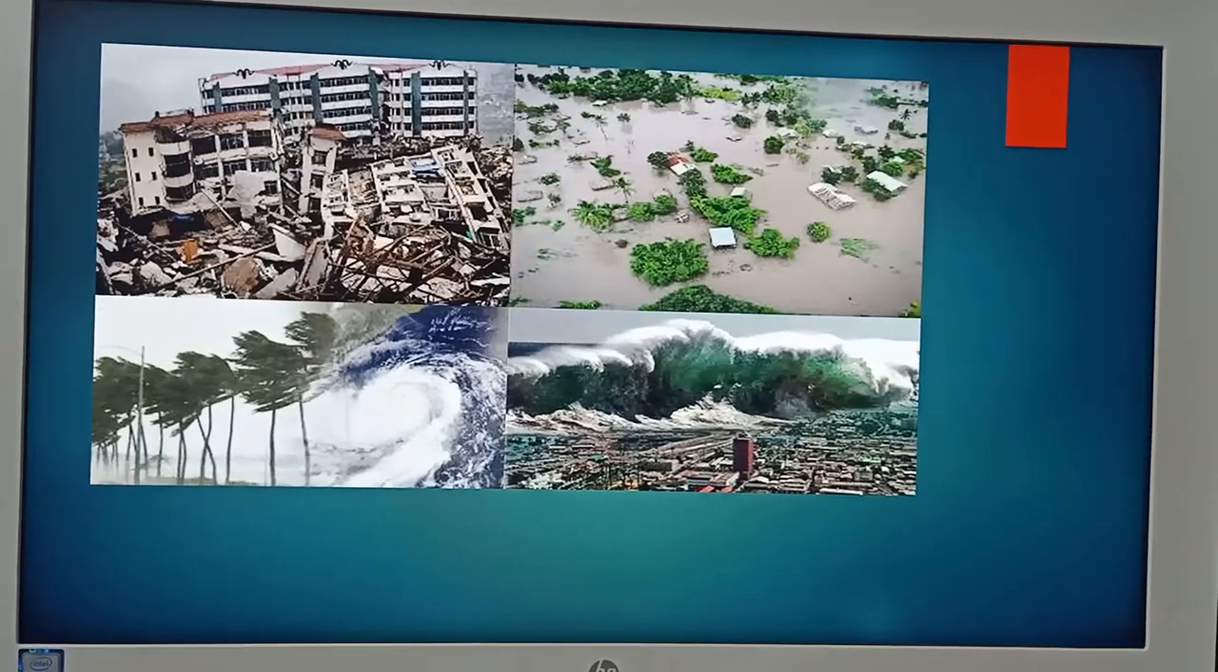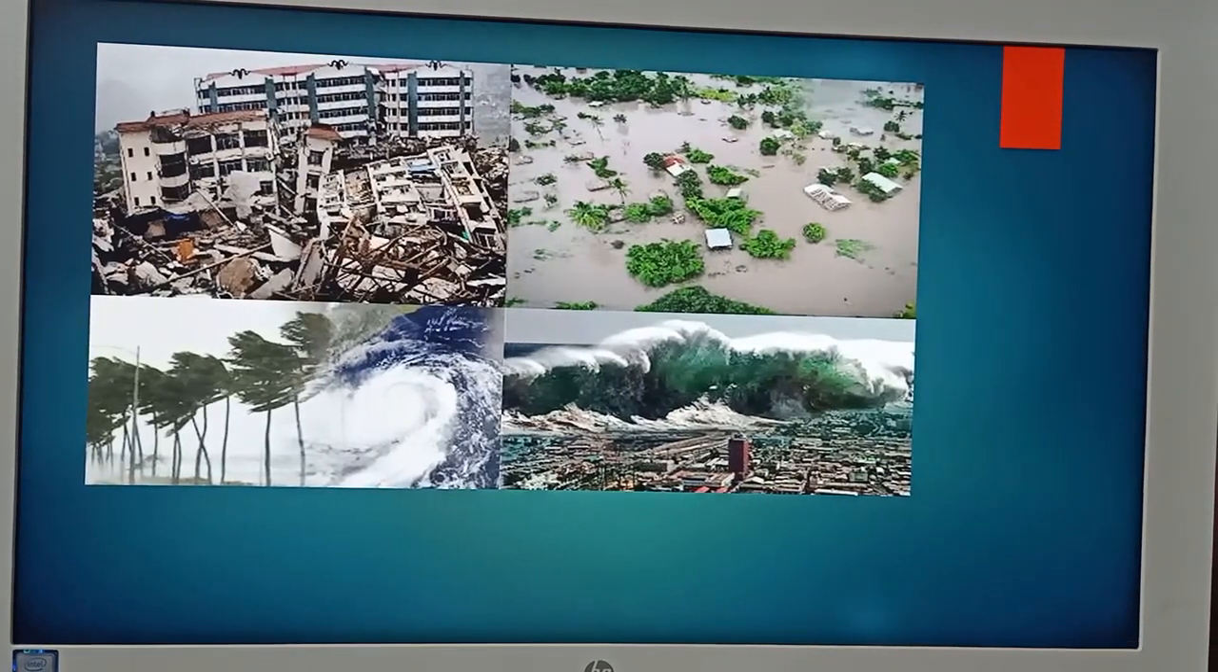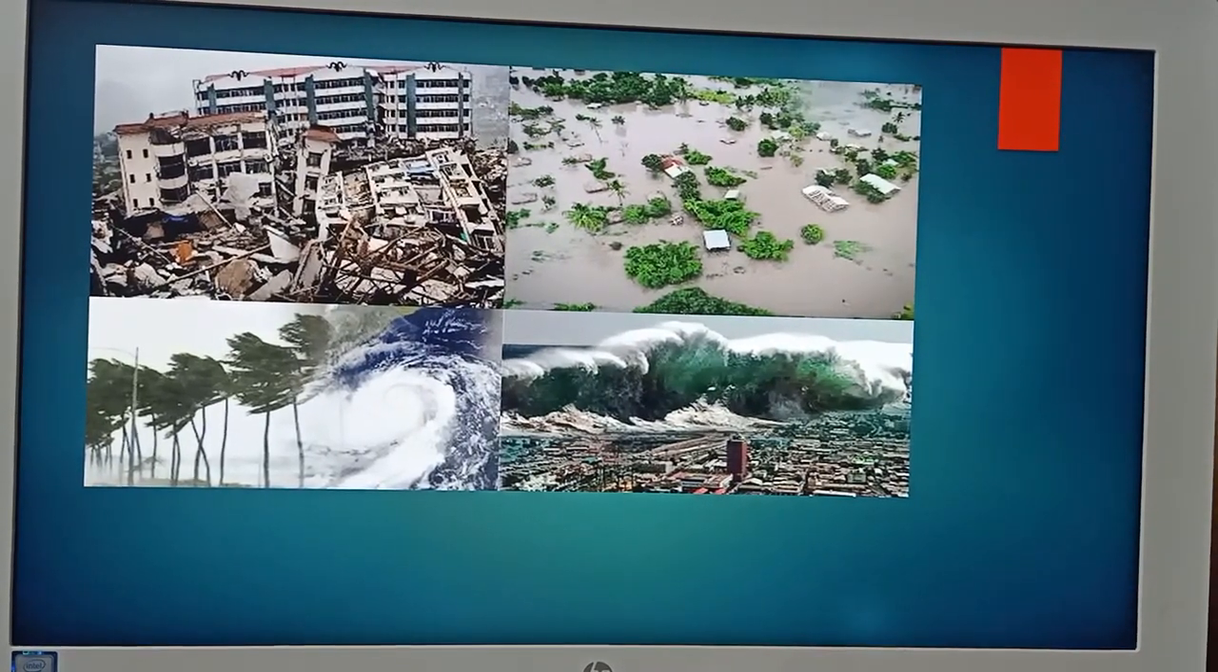Sometimes environment affects the human beings. For example, natural disasters like tsunami, earthquake, etc. From this slide, we can see the pictures of natural disasters.